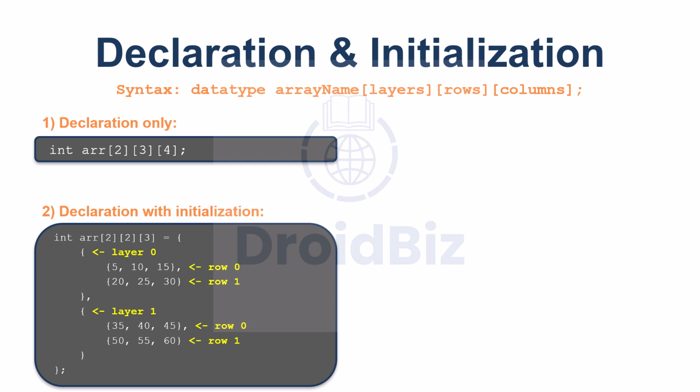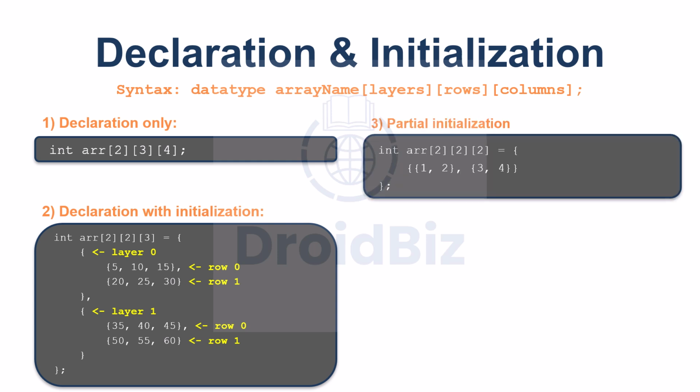Write int ARR[2][2][3], with 2 layers, 2 rows, and 3 columns, then use nested braces. The outer braces represent layers. Inside, braces represent rows. And the innermost braces contain column values. For example, layer 0 has values 5, 10, 15 in row 0, and 20, 25, 30 in row 1. Layer 1 has 35, 40, 45 in row 0, and 50, 55, 60 in row 1.